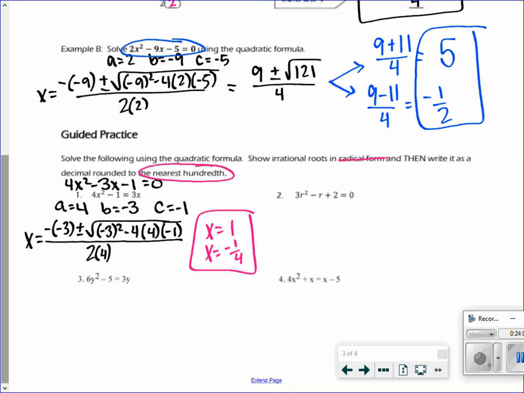So if you were graphing it, your x-intercepts would be 1 and -1/4, and you could have just factored that problem from the very beginning instead of doing all the plug-in things.